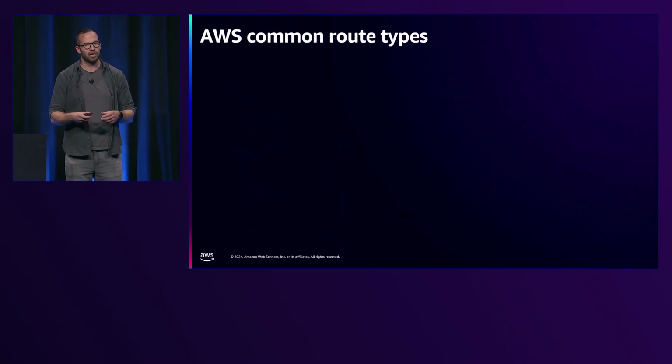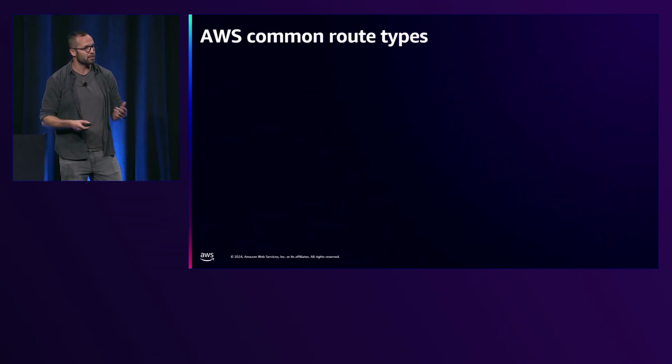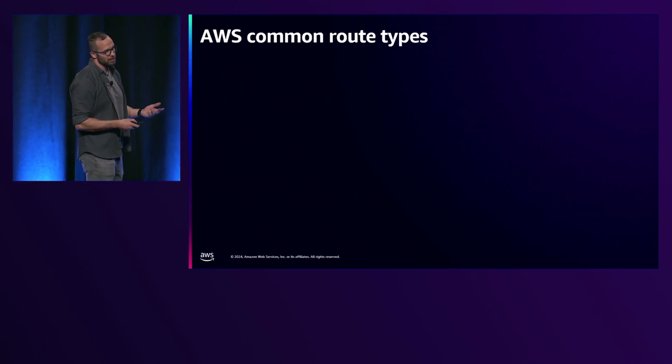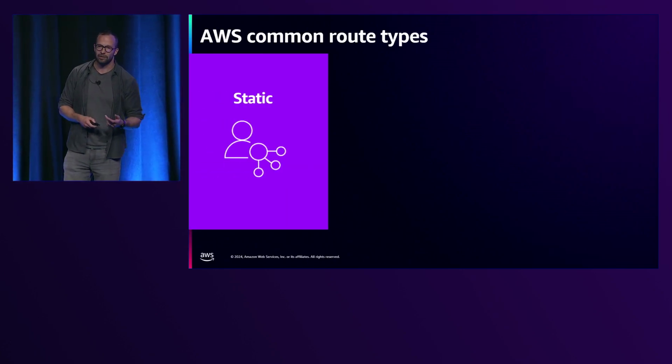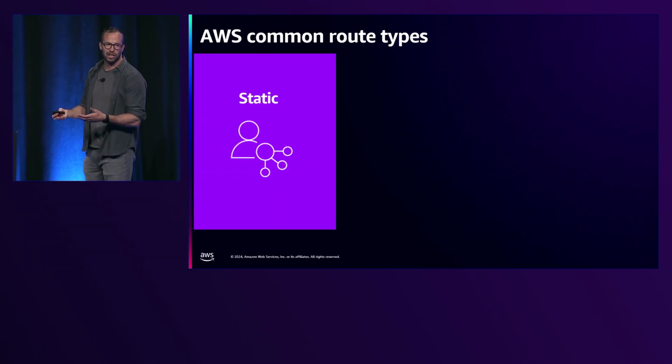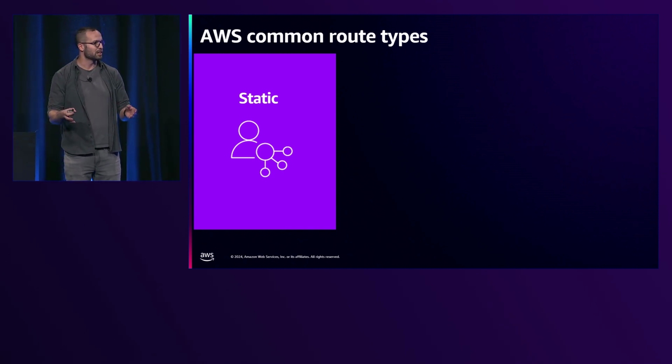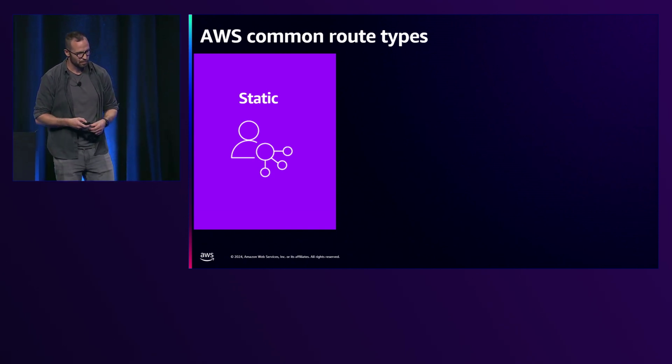Okay, so when you're looking at AWS routing components, there will be 3 common route types that you will experience. There will be static routes. These are the routes that you, as an administrator, configure manually, pointing to a particular destination.